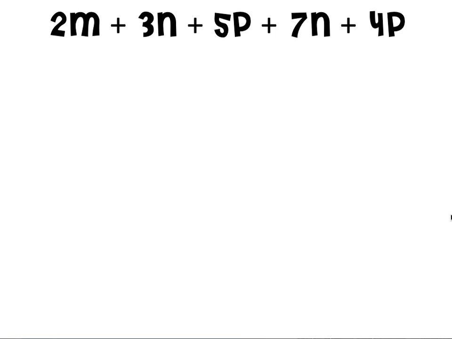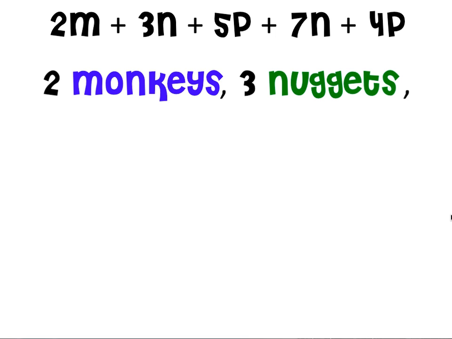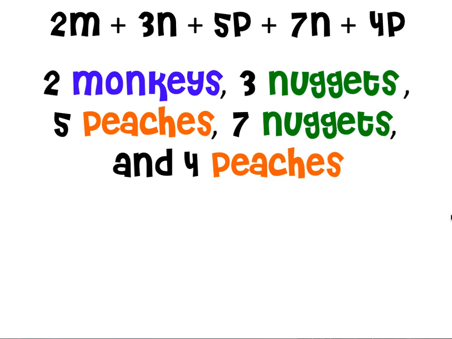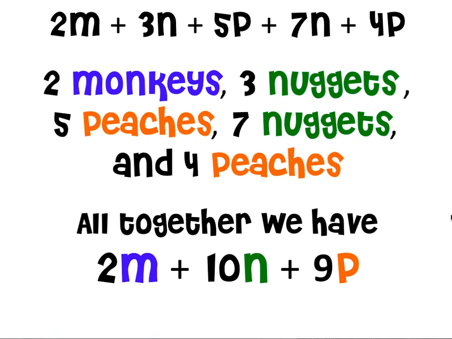So using the same expression, if you notice, we have 2 monkeys, 3 nuggets, 5 peaches, 7 nuggets, and 4 peaches, if you think about them as objects. Putting all of the ones that are alike together, that means all the nuggets go together, the peaches go together, and we only have 2 monkeys, so of course those go together. Altogether, we would have 2 monkeys plus 10 nuggets plus 9 peaches, or 2m plus 10n plus 9p.